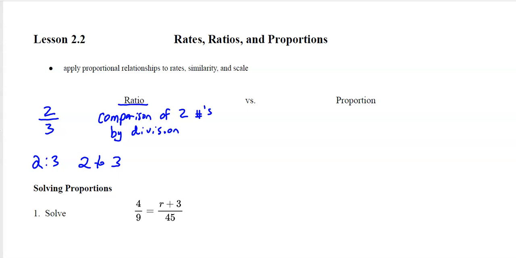A proportion is two ratios that are set equal to each other. So it's a ratio on the left, a ratio on the right, and you may have something like, x is to 4 as 8 is to 20, let's say. And then you can solve this by using cross products.